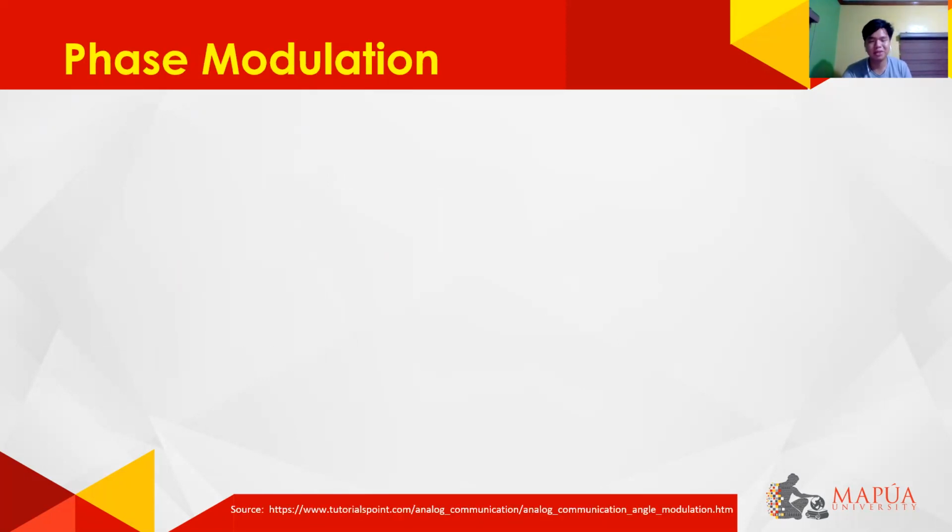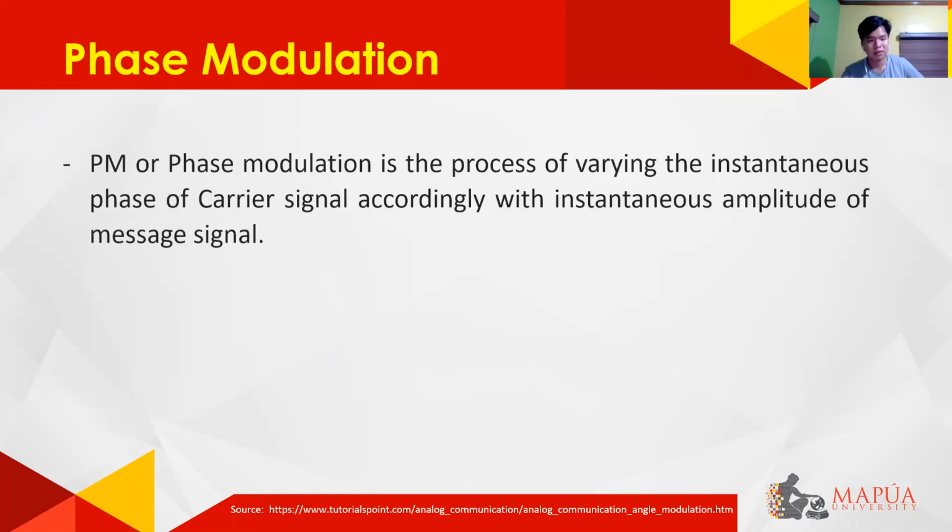After discussing the frequency modulation, we will now proceed to phase modulation. Phase modulation is the process of varying the instantaneous phase of the carrier signal accordingly with the instantaneous amplitude of the message signal. The phase of the modulated wave has infinite points where the phase shift can take place. So the instantaneous amplitude of the modulating signal changes the phase of the carrier signal.